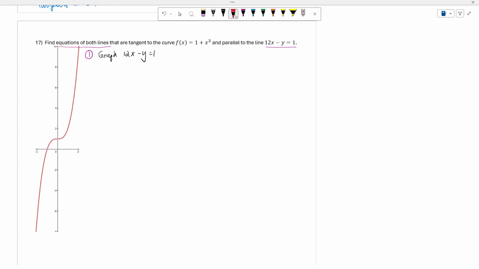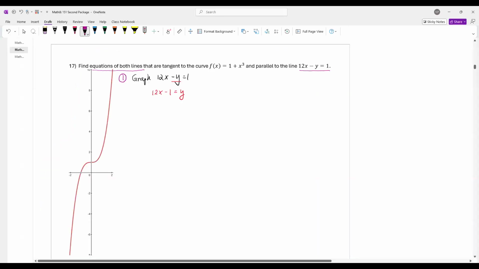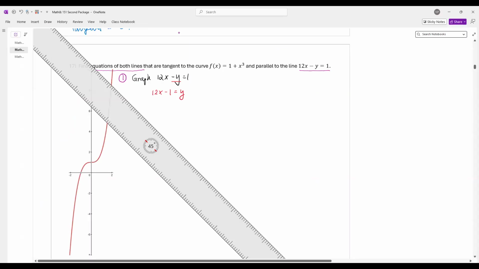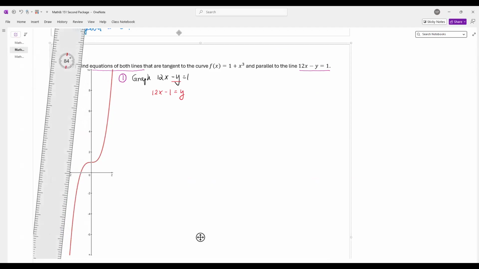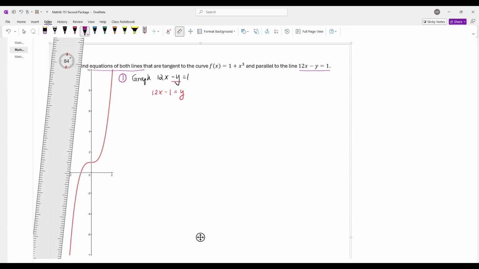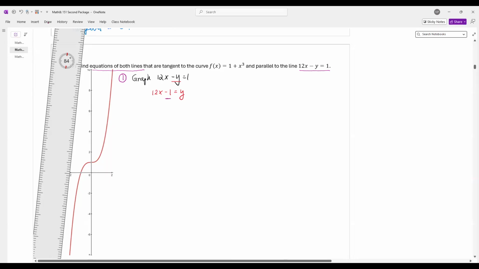So now I will move the negative y to the other side of the equation. So I will have 12x minus 1 equal to y. Then I need a ruler. Then to this one, I have the y-intercept. The y-intercept is -1, and the slope is 12. So I will have this one is -1.